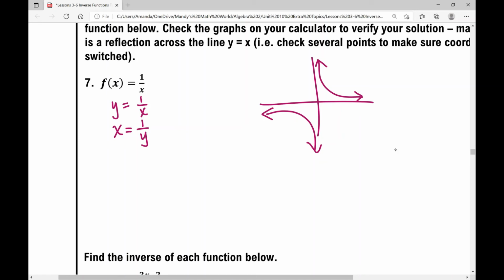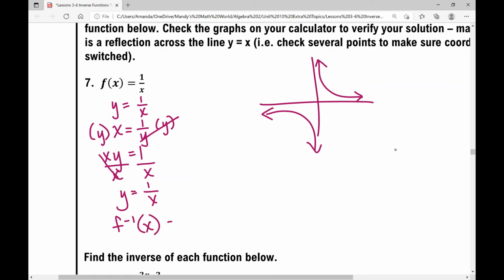So to get rid of divided by y, I'm going to multiply by y. What I do to one side, I have to do to the other. And now I get x times y equals 1. And what do I need to do now? Now I need to divide by x. What I do to one side, I have to do to the other, and I get y equals 1 over x. And if I want to write it in function notation, f inverse of x equals 1 over x.